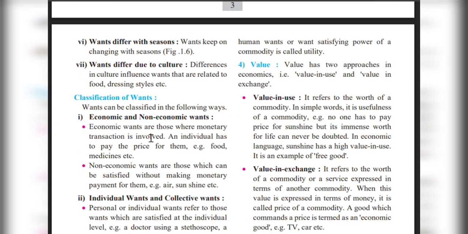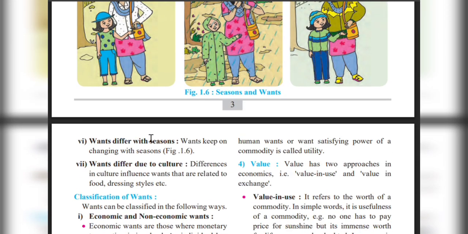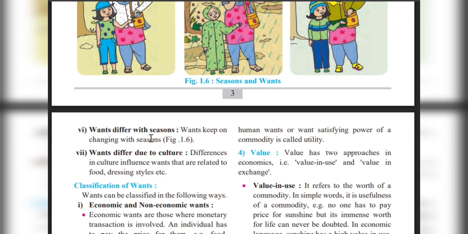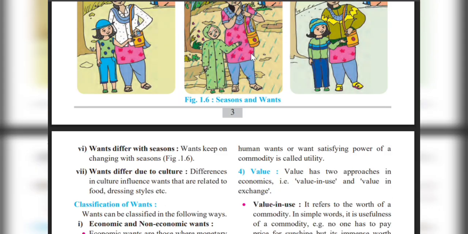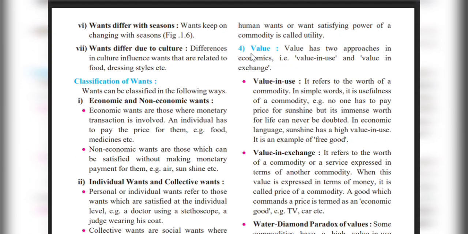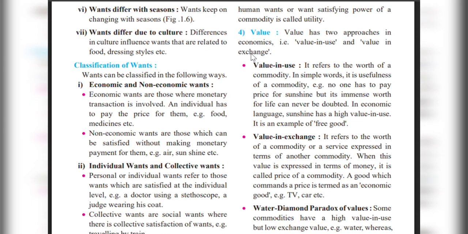Next, we have wants differ with seasons. For example, as you can see in the picture here, in summer we want cold drinks. A clothes example is given, but we are taking another example. Wants differ with season. In summer we want cold drinks, and in winter we want warm clothes to stay warm. Next, we have wants differ due to culture. Food habits, dressing styles, and traditions affect wants. So wants differ due to culture also.